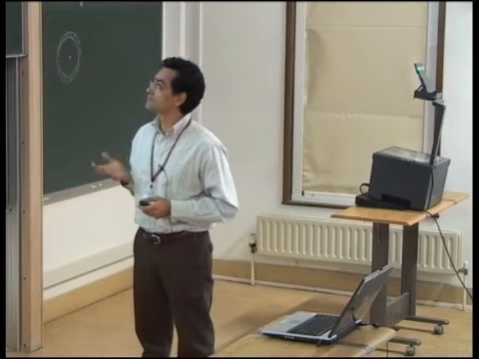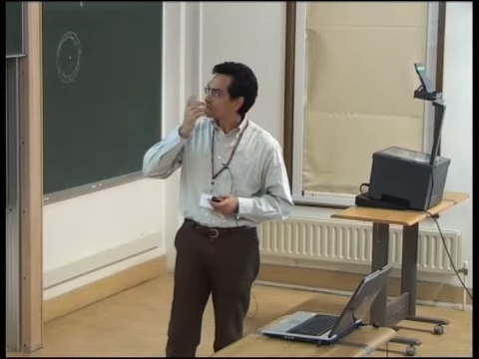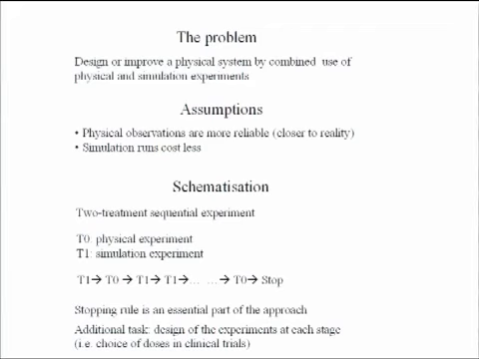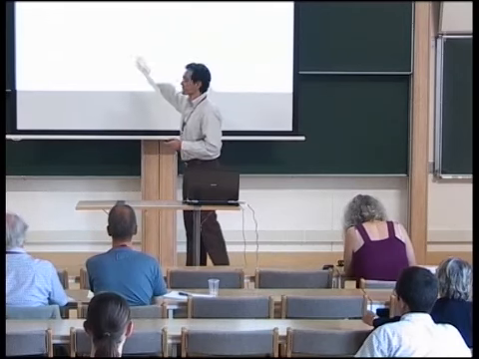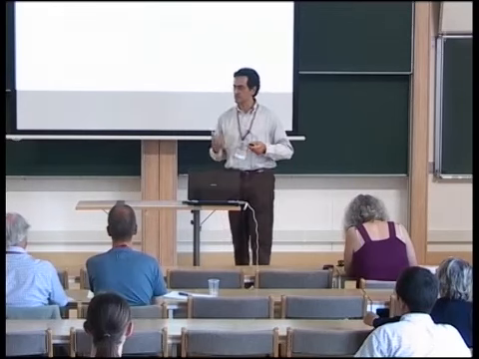How can you approach this problem in a simple way? We can think it is a sequential experiment with two treatments, in the fashion of clinical trials. So T0 is the physical experiment, T1 is the simulation experiment. We can imagine a sequence like that, which in the end comes to a stop. Of course, it's not so easy, because each one of these sequential experiments is an experiment by itself. So it's a sequence of experiments of experiments. And we have to design each one of these experiments, which are different, run in different regions, different run size, and so on.